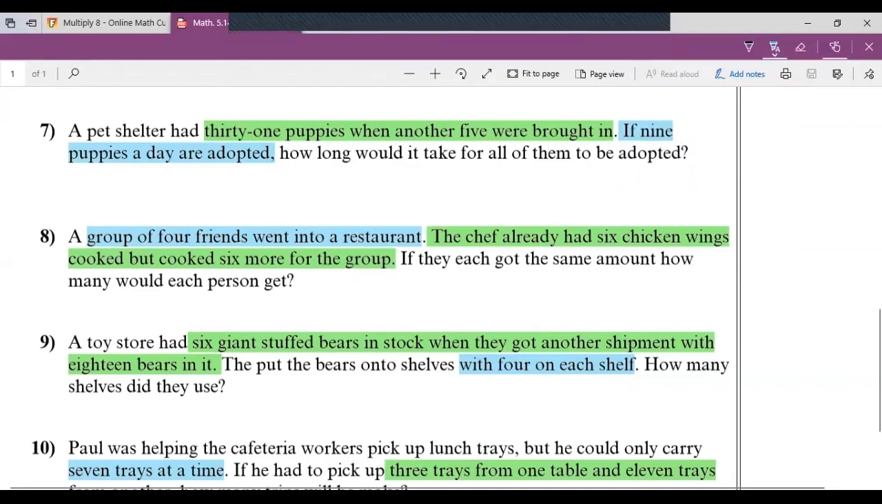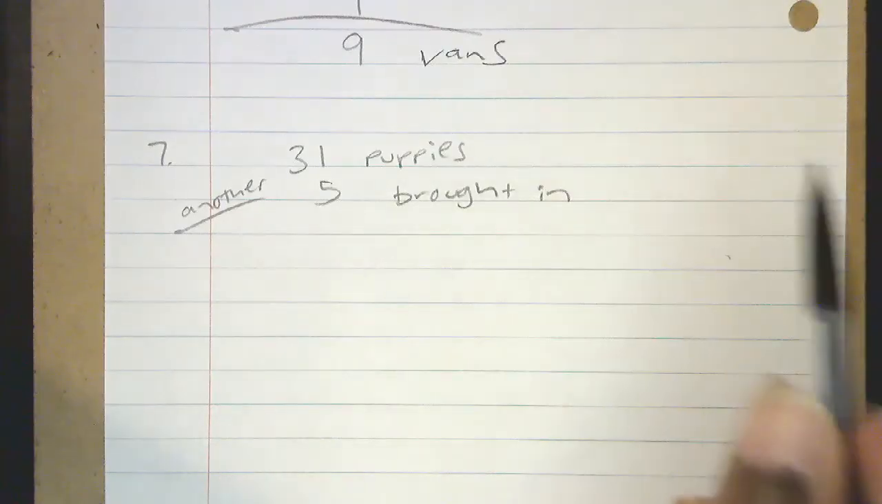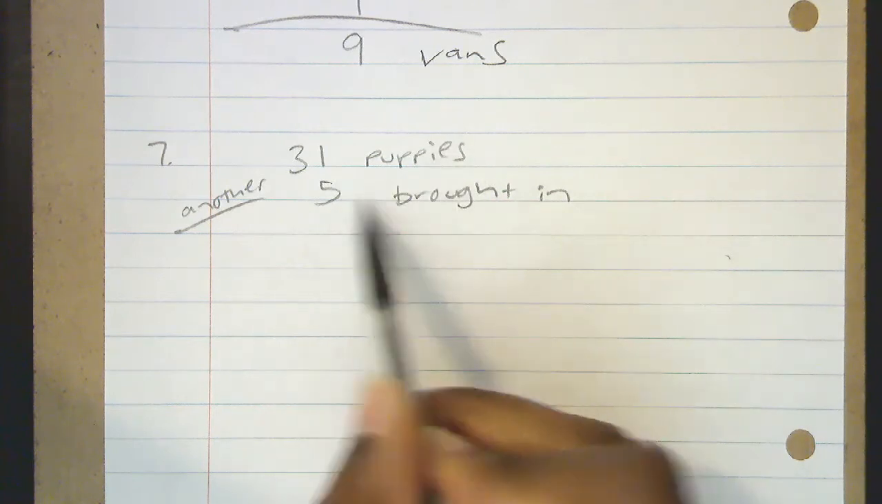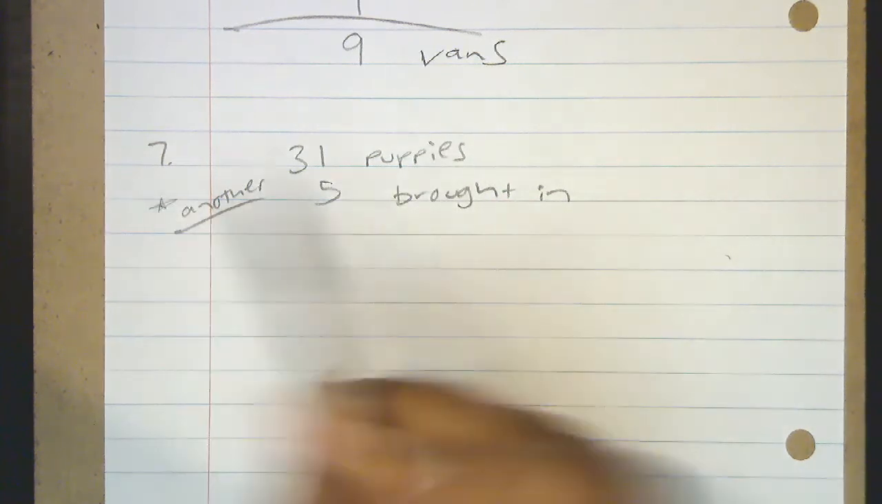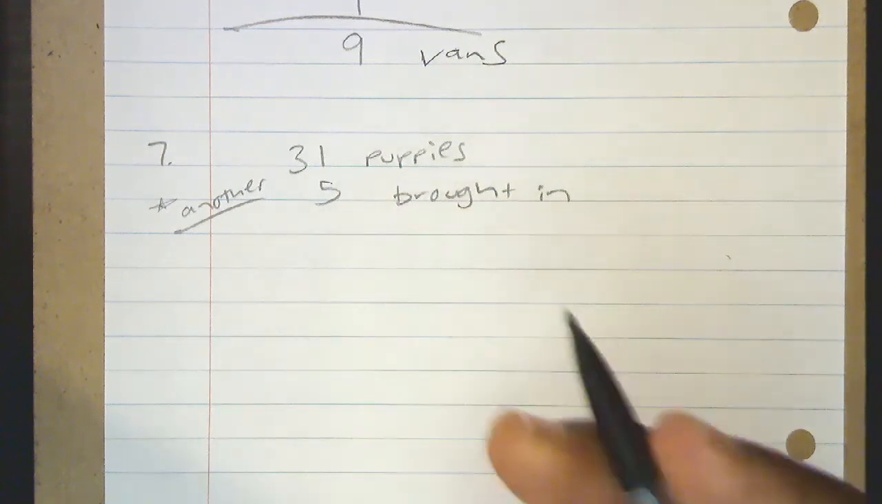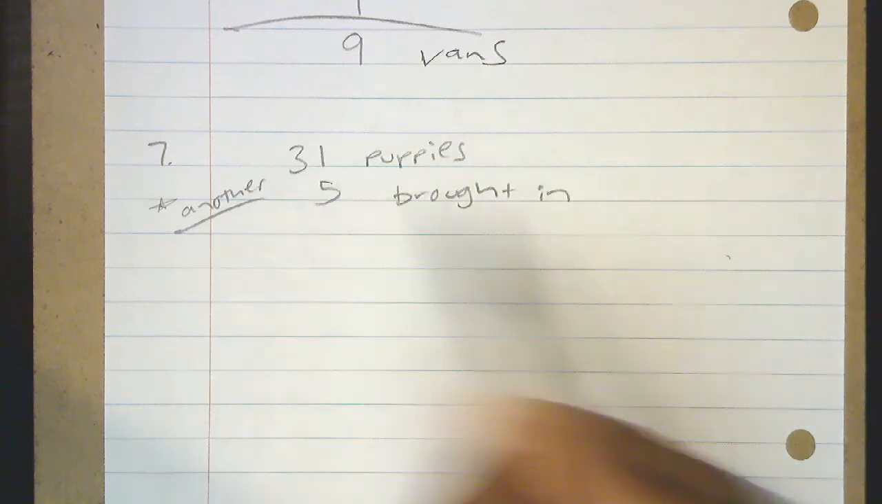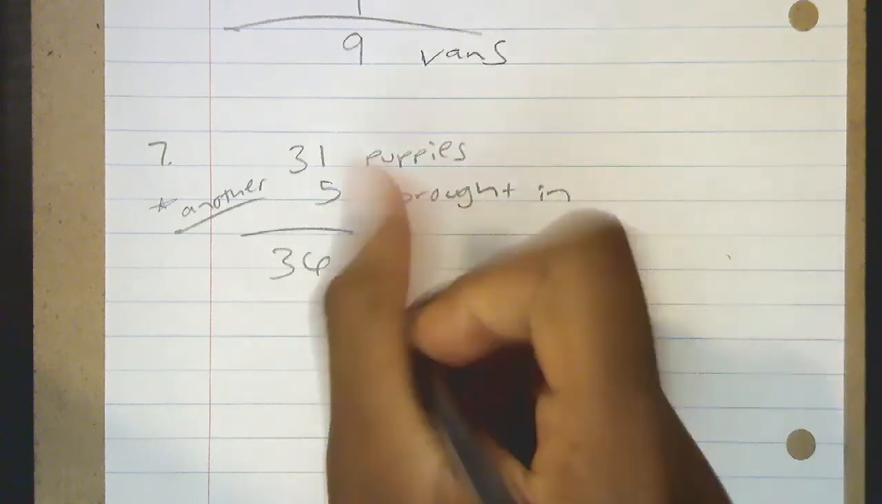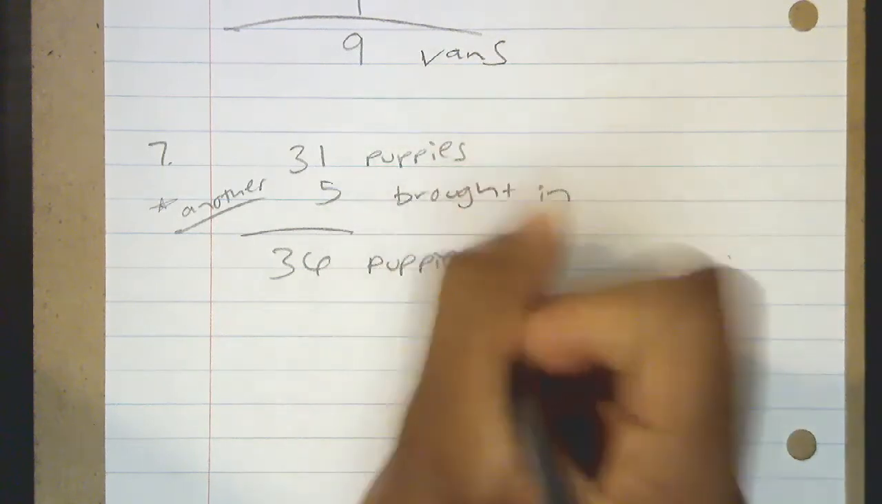All right, number 7, a pet shelter had 31 puppies when another 5 were brought in. If 9 puppies a day are adopted, how long would it take for all of them to be adopted? All right, taking a look at that word problem, the information we were given, it says 31 puppies total, and then it said that 5, another keyword, not really a keyword we see often, but it's one that we can use logic to make sense of, okay? So another 5 brought in. So 31 plus 5, we know equals 36. So that's 36 total puppies at the store.